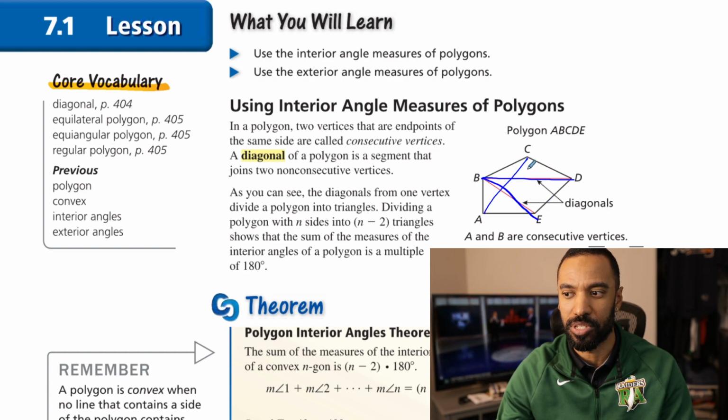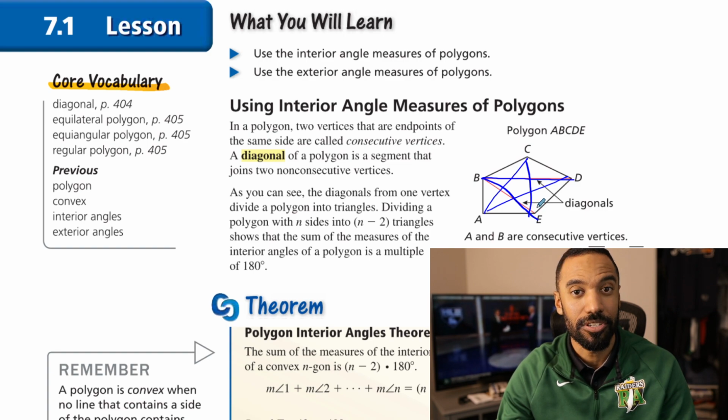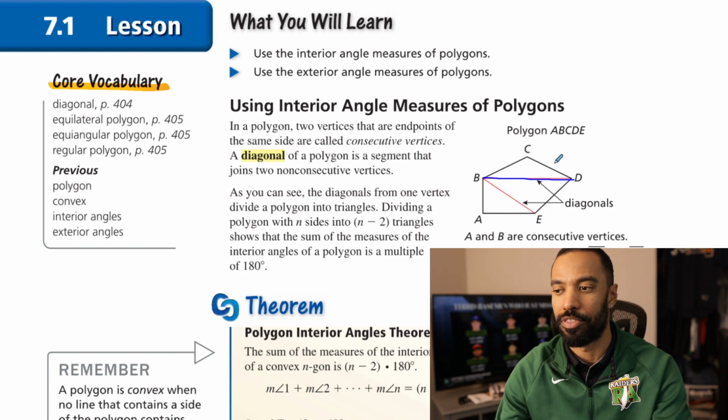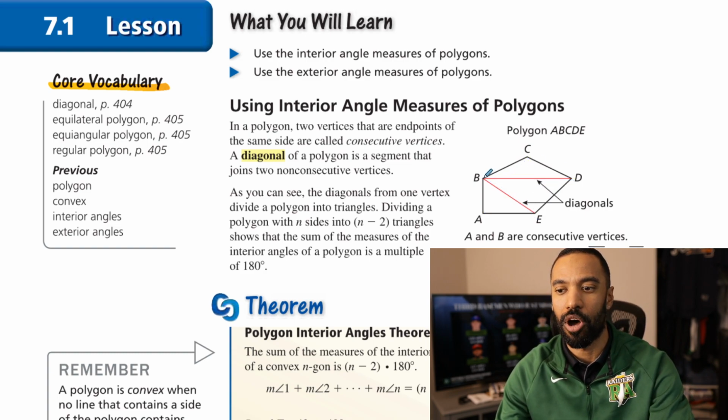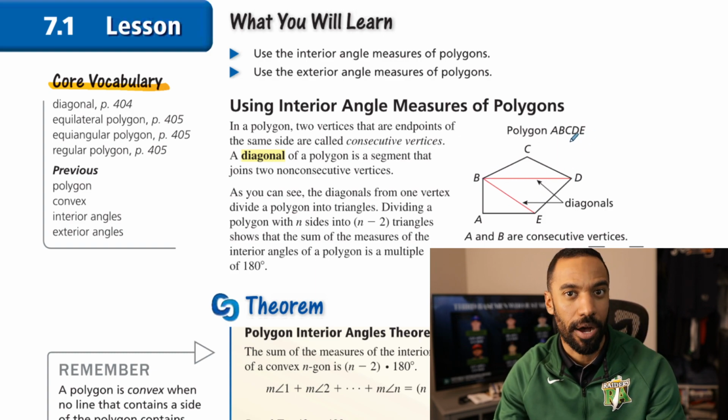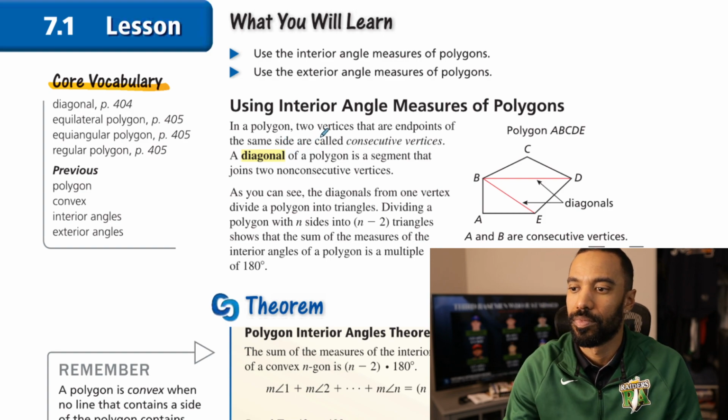Heck, I could have made one from C to A, from C to E, from D to A. And I have a star. There it is. So you can join all of those. But for the sake of argument, draw them all from a single one. And we're going to talk more about what we can do with them. But here are two diagonals, BD and BE, among the other diagonals that exist.